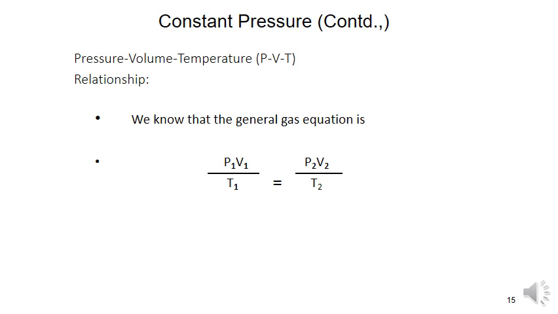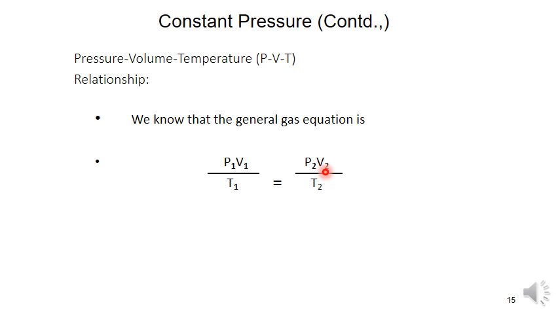Coming to pressure, volume and temperature, we know from the general gas equation, or characteristic gas equation, or ideal gas equation, that P1 V1 by T1 is equal to P2 V2 by T2. Here we are considering the pressure as constant, which means P1 equals P2. So what remains is V1 by T1 is equal to V2 by T2. A constant pressure process is often referred to as an isobaric process.